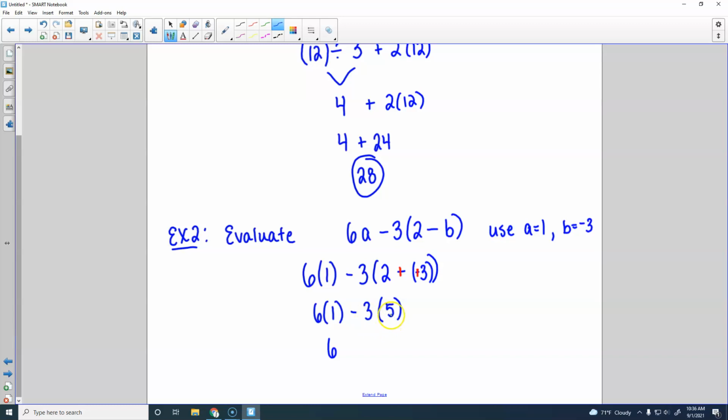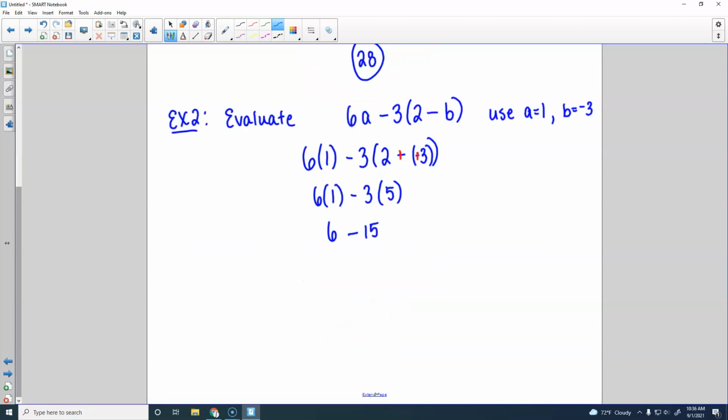3 times 5. So I'm going to go ahead and do this in the same step. If that messes you up, don't do it. But 3 times 5 is going to give me 15. And then last step, I got to do 6 minus 15. What's that going to give us, Zane? Perfect. -9. Very good. All right, different signs there. I got a positive 6, negative 15. So I got to subtract them, keep the sign of the bigger one. Okay, questions?